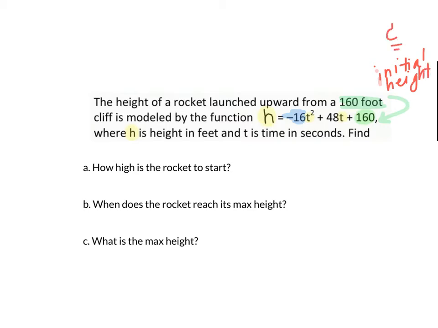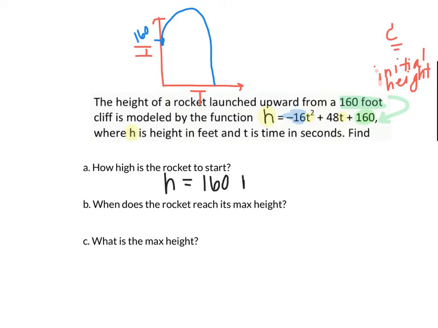Because if we think about what a graph of this would look like, if we are measuring, I'm going to just say H for height and T for time, the rocket is starting at a 160-foot cliff. So right here is 160. It's going to go up into the air and then come down, so it's going to follow a parabola shape. So how high is the rocket to start? Well, they told us that the cliff is 160 feet. So the height to start is 160 feet. The starting height, again, is always c.